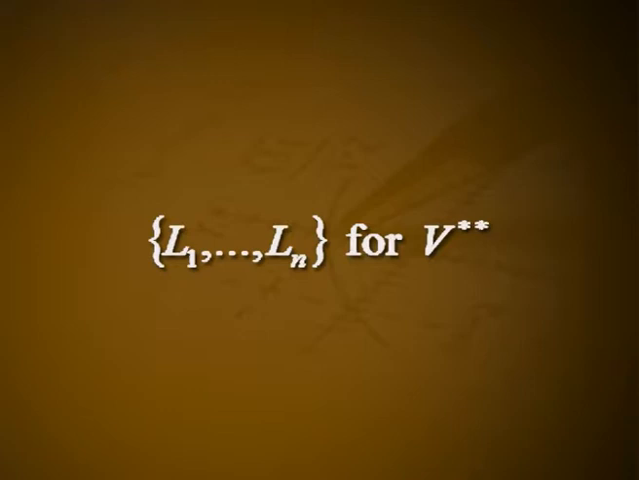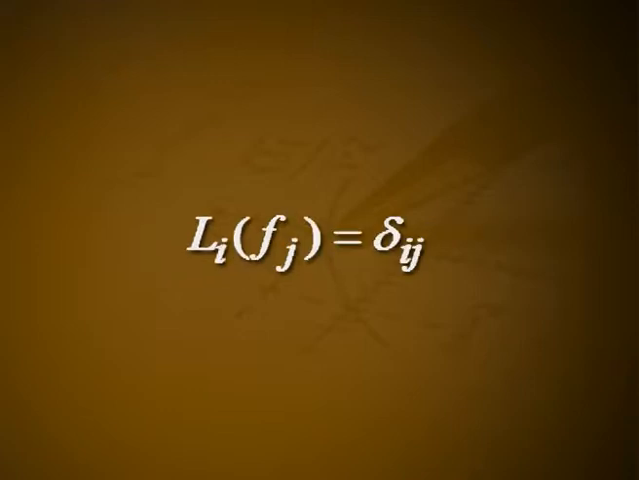Proof. Let B star equal to f1 etc. fn be a basis for V star, then there is a basis L1 etc. Ln for V double star such that Li of fj equal to delta ij. Using corollary 1, for each i there is a vector alpha i in V such that Li of f equal to f of alpha i for every f in V star.